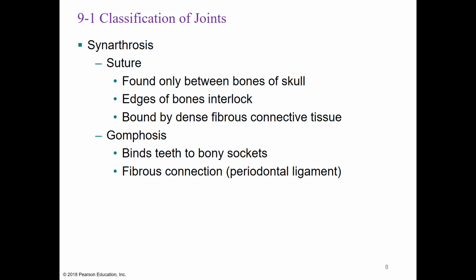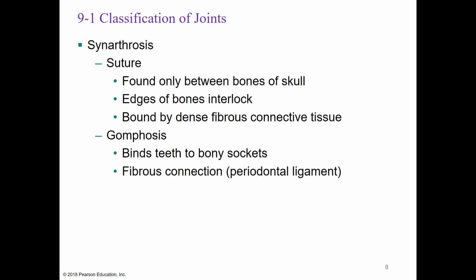The edges of these bones interlock and are bound by very dense fibrous connective tissue. So this is an example of an immovable joint that is connected by fibers. The suture joints are not for movement, they are for protection. We want our brain to be protected.